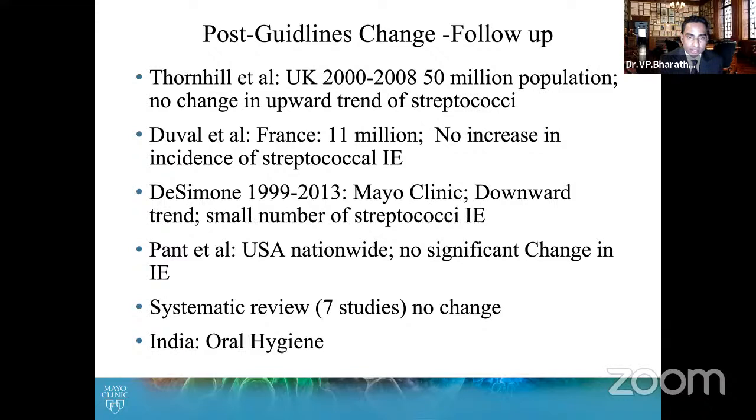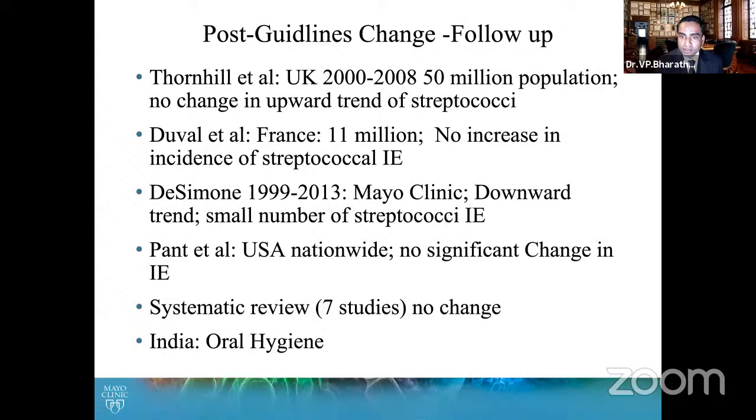Pant and colleagues looked at the US guidelines, and there was no significant change. So far, seven studies have come out, and in the systematic review, there was no change in the incidence of endocarditis. So what about the situation in India? I think oral hygiene is the most important thing if you want to reduce streptococcal infective endocarditis, especially among patients who have underlying rheumatic heart disease. So I would speculate that oral hygiene is more important than giving antibiotic prophylaxis. But I would like to hear from Dr. Math and other colleagues from India to get their perspective.